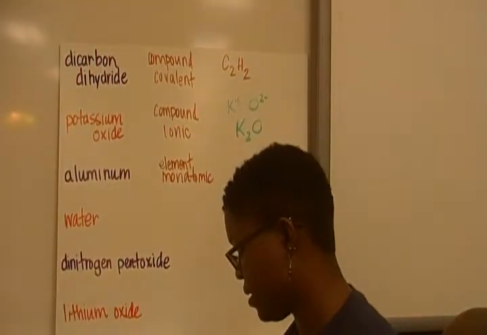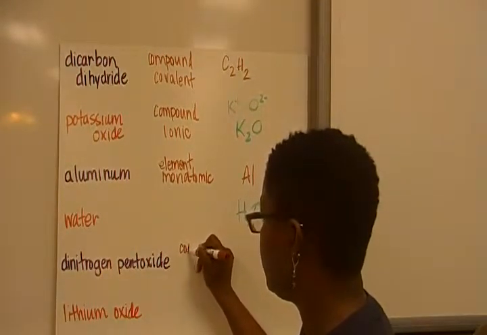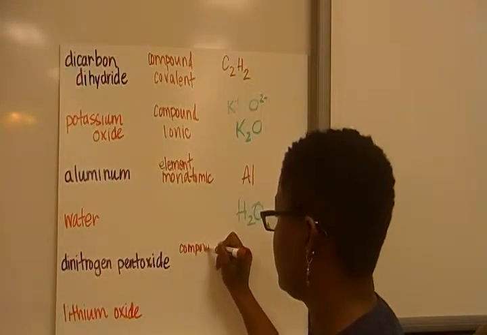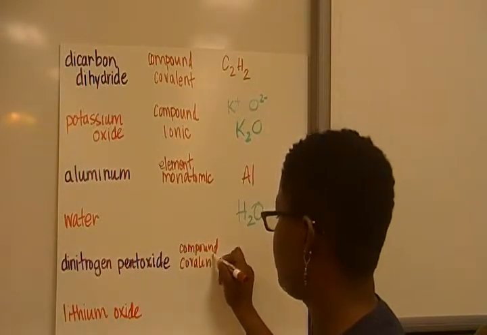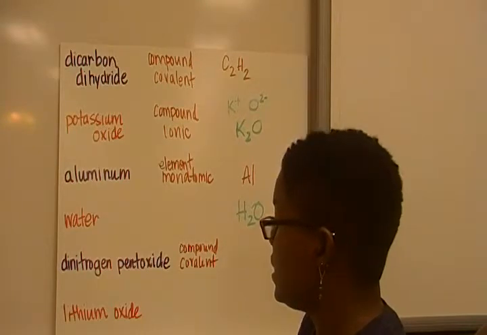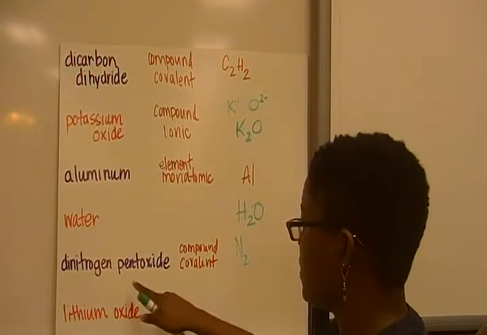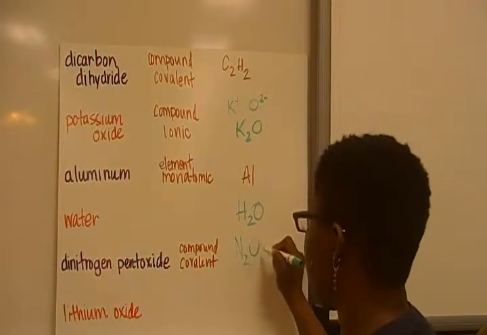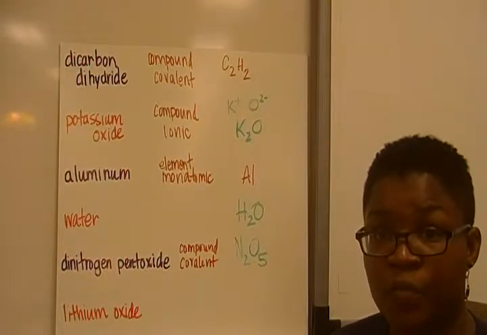Dinitrogen pentoxide. This is a compound. It includes two elements on the right of the stair-step line, so it's covalent. And its name tells me the formula. Dinitrogen, that means there are two nitrogens. Pentoxide, that means there are 5 oxygens. N2O5.